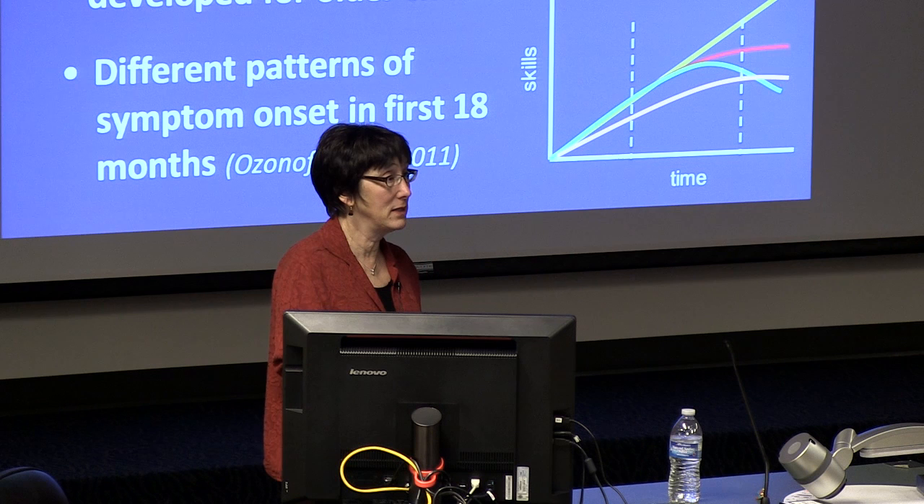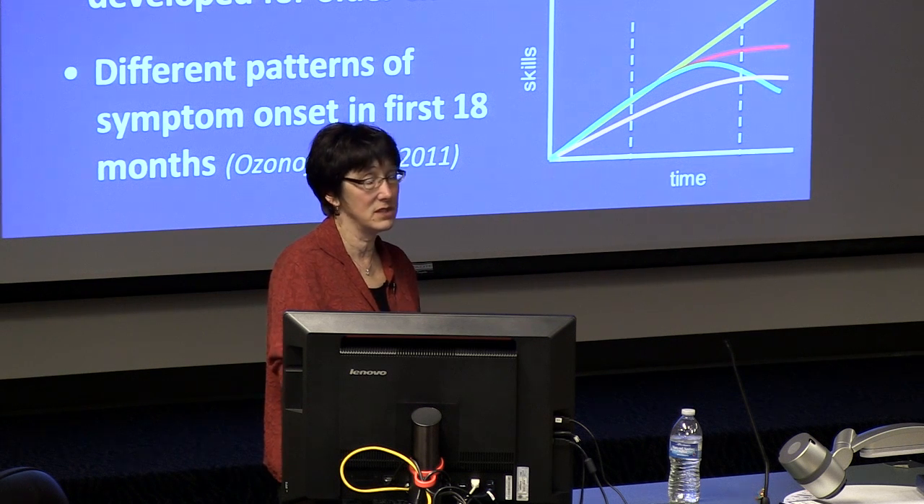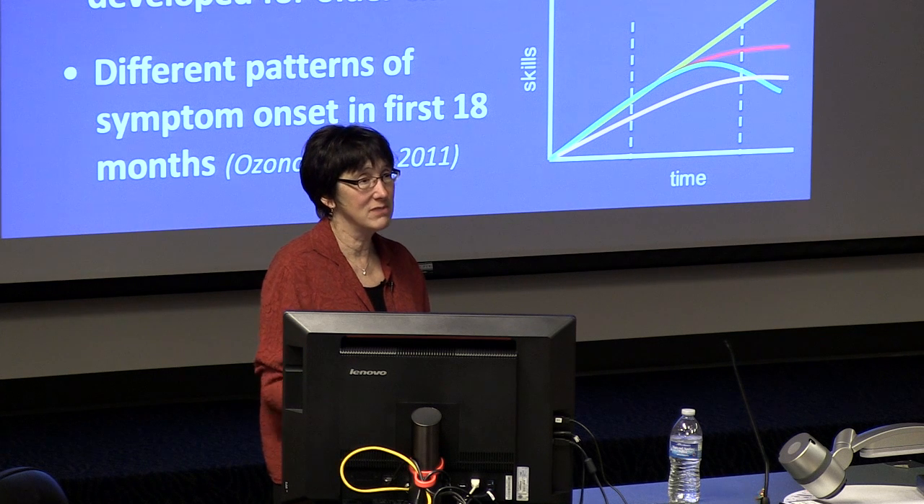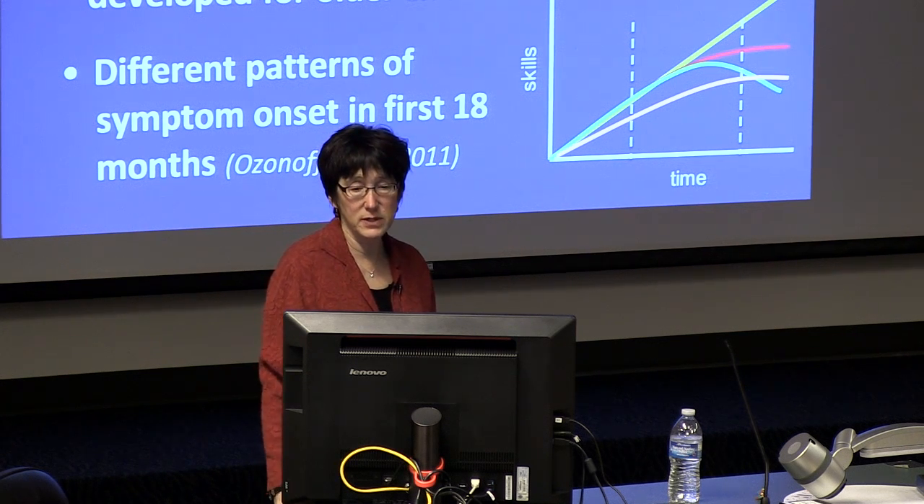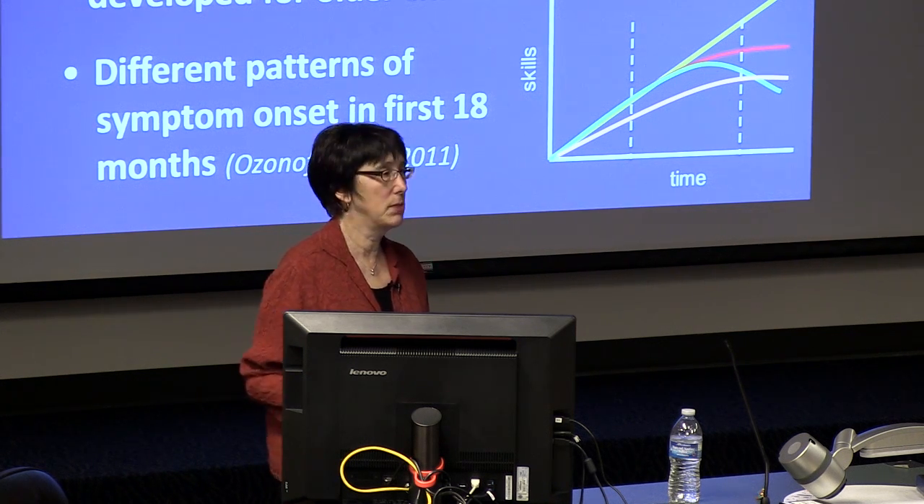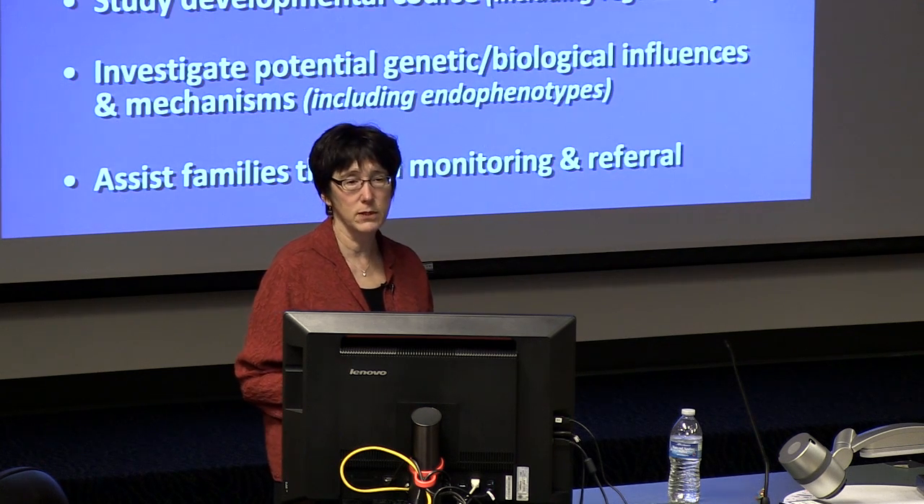So if you look at them at young ages, you're not going to see all the differences that you can see a little bit later on. So at different ages, kids can look really different, and it just muddies the waters in terms of early diagnosis.